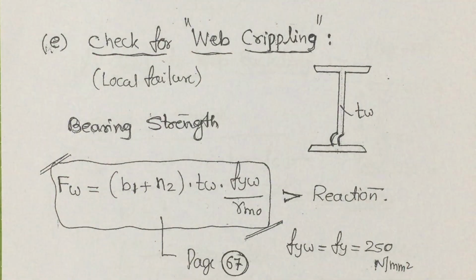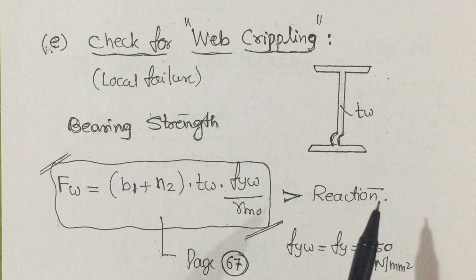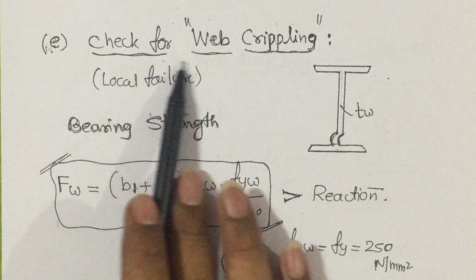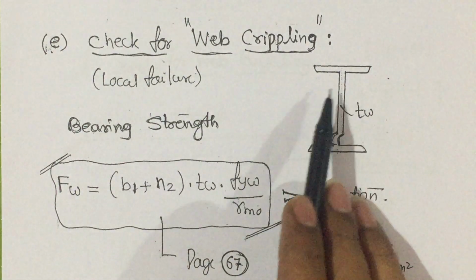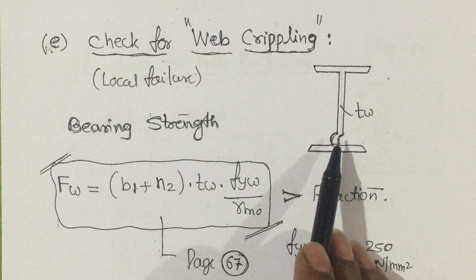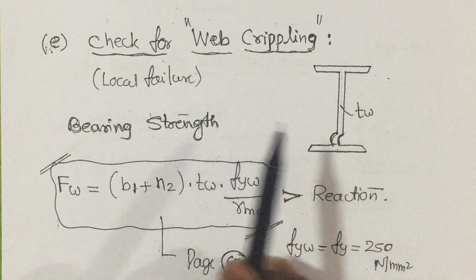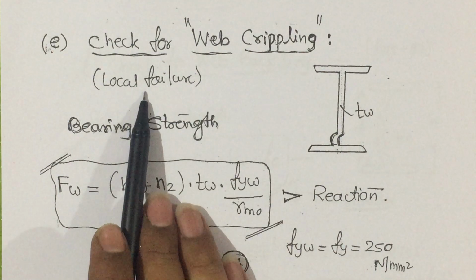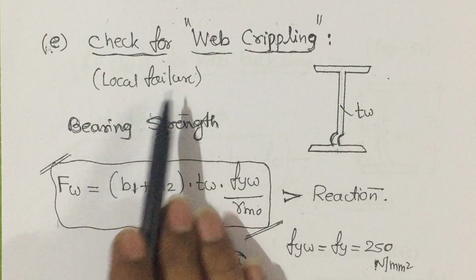Next, if we come to the web portion, we come across two things. One is web crippling and the other is web buckling. Now, check for web crippling. The beam sometimes is going to cripple at certain places. So, we call this web crippling, a local failure.